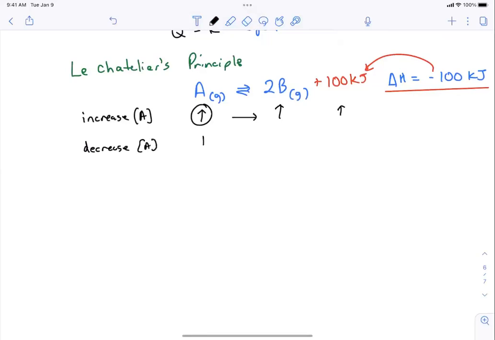If you decrease A, which way does it have to shift? Left, because you have to make up for the lost amount of it. So if you remove some reactant, you're going to have to make up for that by shifting it toward the left.